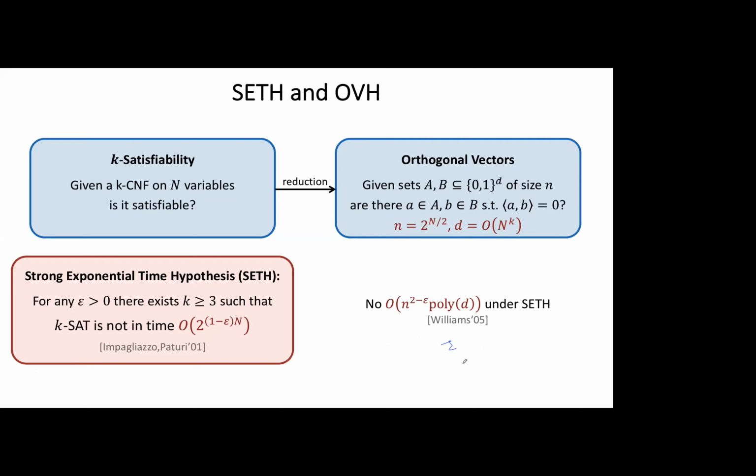Good. So anyways, if you plug this number of vectors, 2 to the n over 2, into a running time of n to the 2 minus epsilon, then you get something that runs in better than 2 to the n time. And this polynomial dependence on d becomes a polynomial dependence on big N, so it also doesn't hurt. So if you would get this improved running time for orthogonal vectors, then you would also violate the strong exponential time hypothesis.